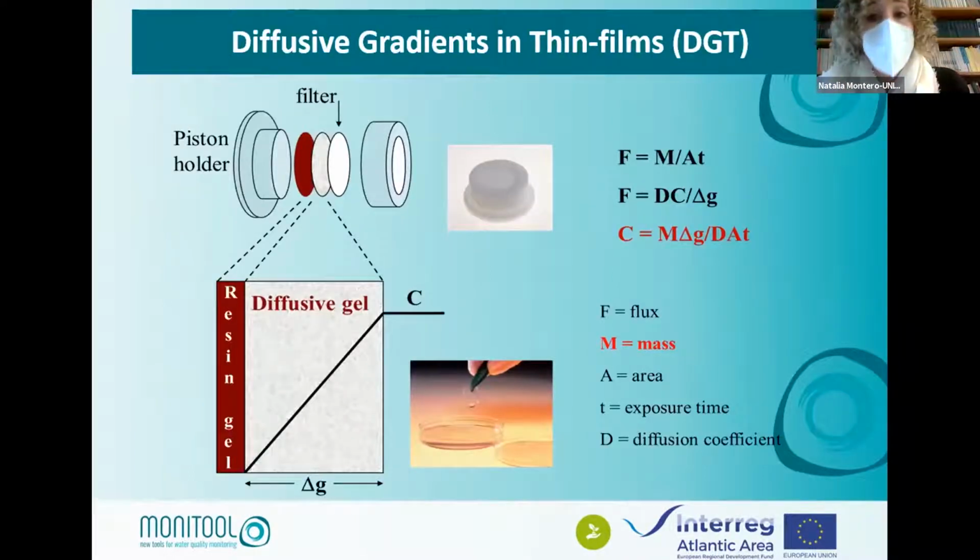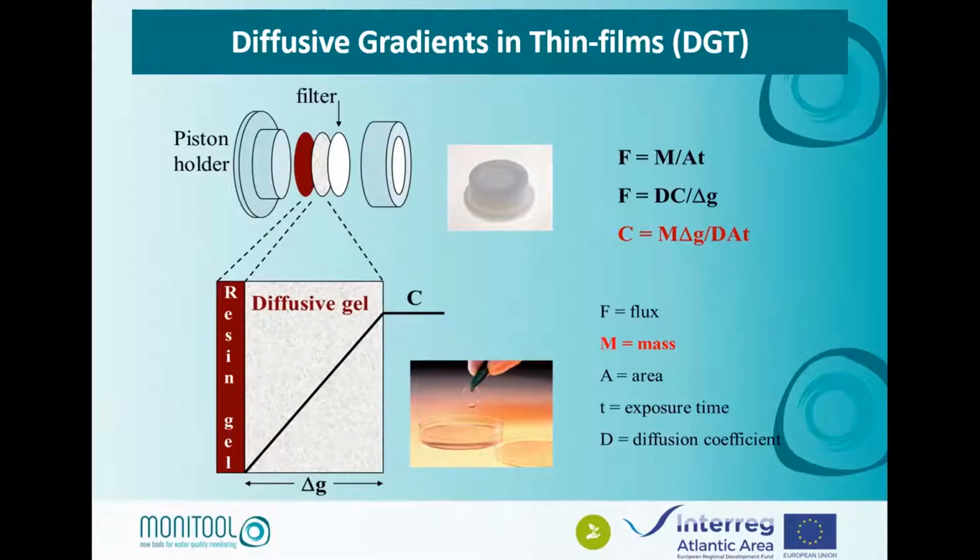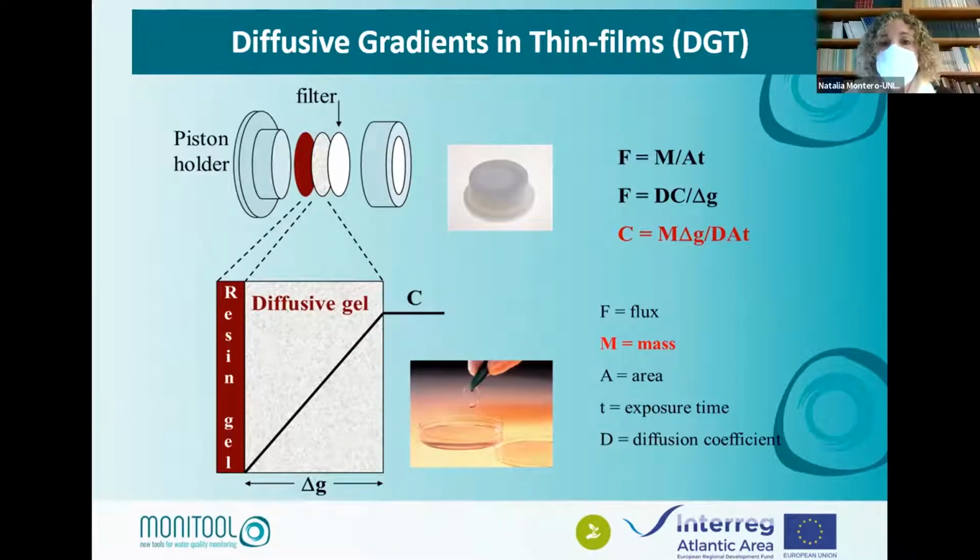And this is a DGT. A DGT is a plastic piston, a Teflon piston, sorry, that has an exposition window of 2 centimeters of diameter that is in contact with the water. And then inside it has 3 membranes: a filter to avoid abrasion, a diffusive gel that will control the diffusion of these metals that finally will accumulate on the resin gel.